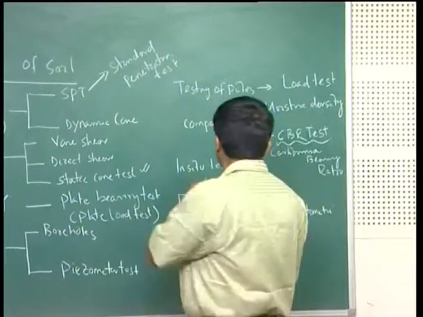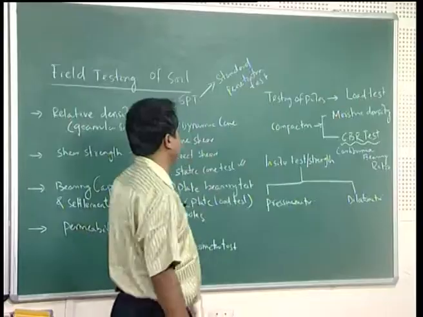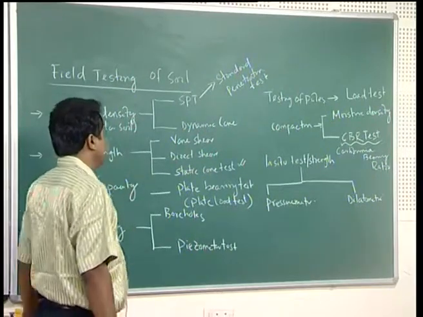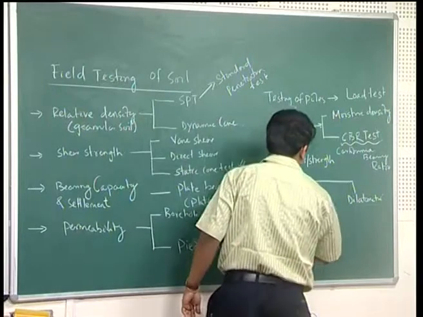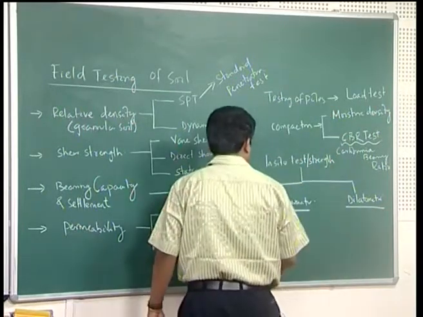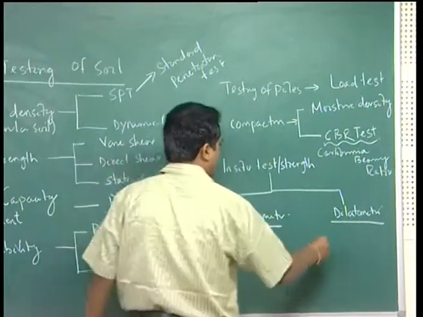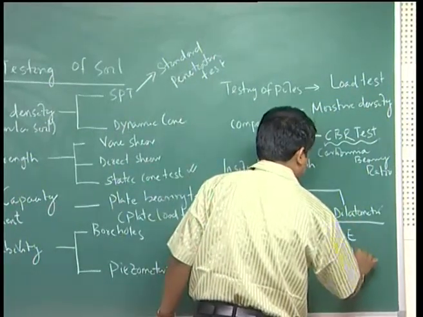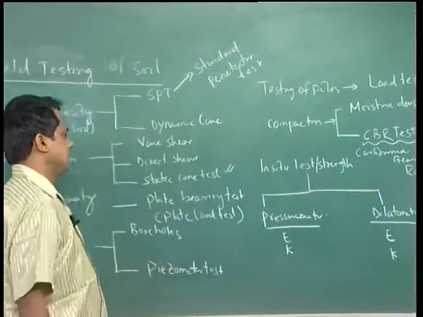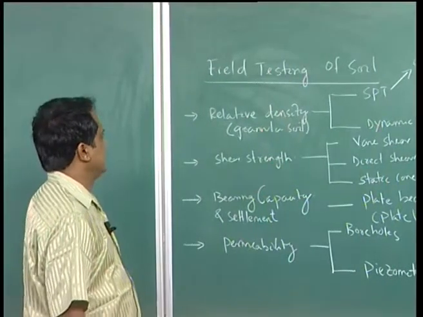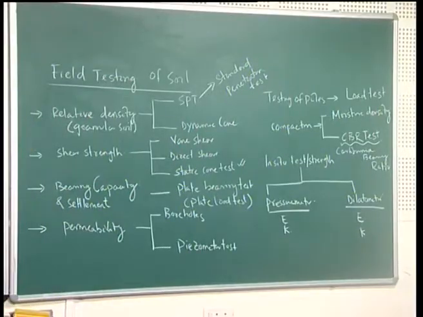Then in situ test for strength. These are all in situ tests, but from pressure meter test and dilatometer test you can find directly E, K, the modulus of elasticity and earth pressure. You can get it from pressure meter as well as dilatometer test. These are all the set of in situ field tests required to find in situ parameters. Now we will start.